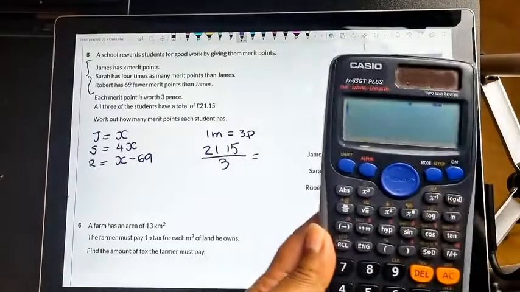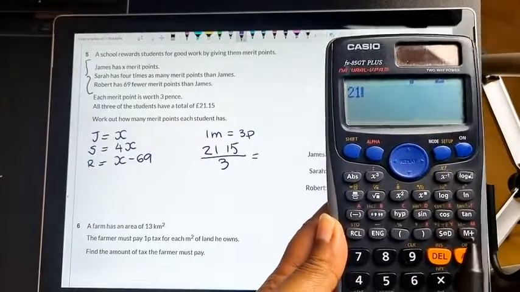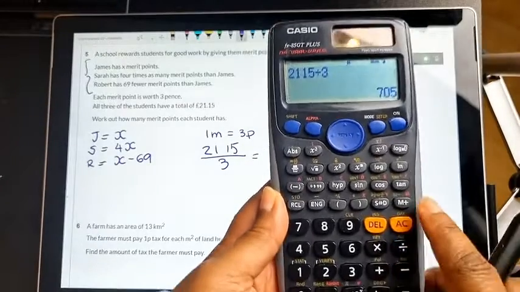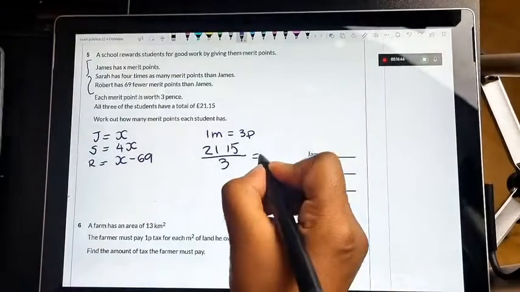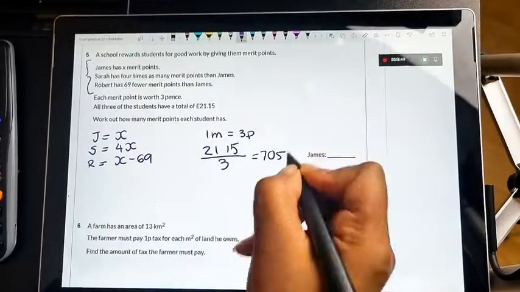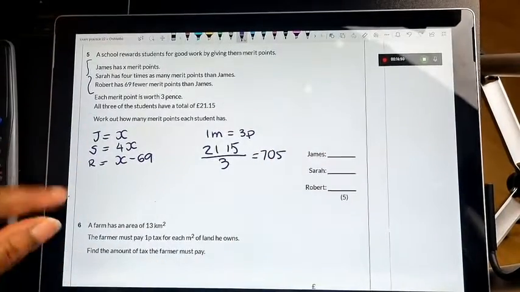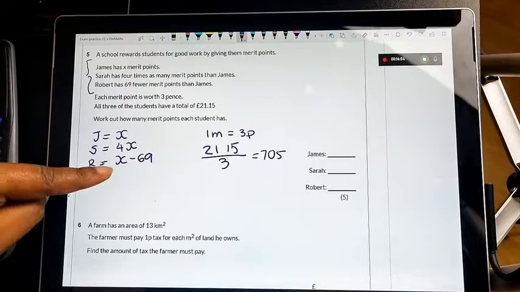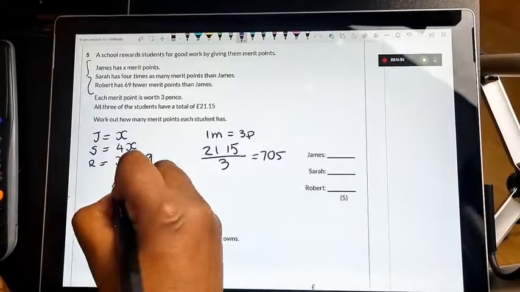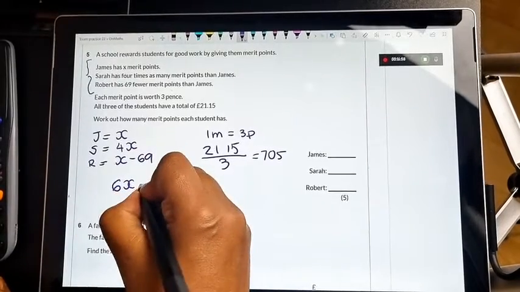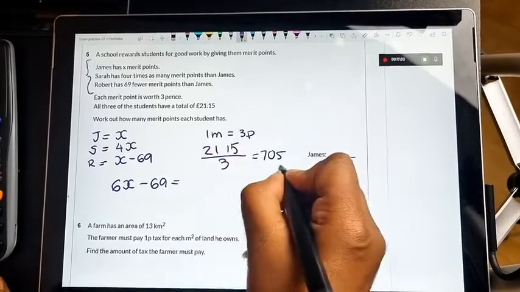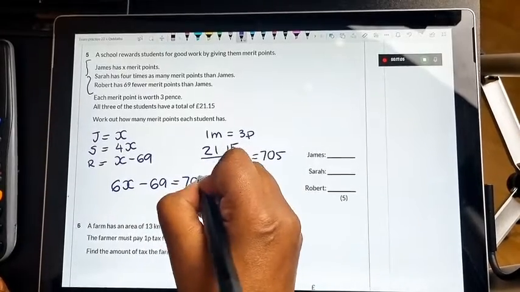Grab the calculator: 2,115 divided by 3. Fantastic. So we have 705, okay? So all of those added together, x plus 4x is 5x, plus x is 6x. So 6x minus 69 is equal to 705. So we're halfway there.